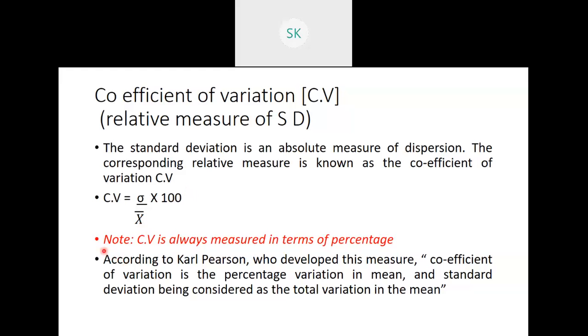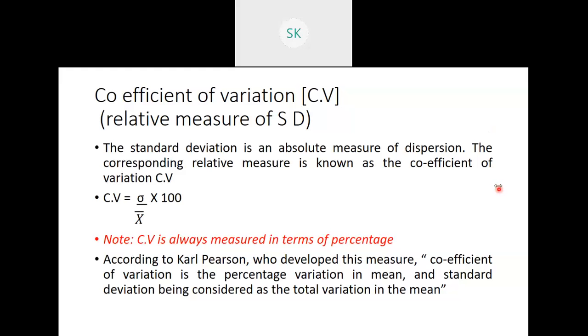Now the major note is the coefficient of variation is always measured in terms of percentage. Okay, the coefficient of variation is always given in terms of percentage. It is not the value directly, but the percentage. So that will give you the complete picture of coefficient of variation. Okay, so we'll be using the formula standard deviation divided by x bar into 100. So that will give you the complete formula for coefficient of variance.